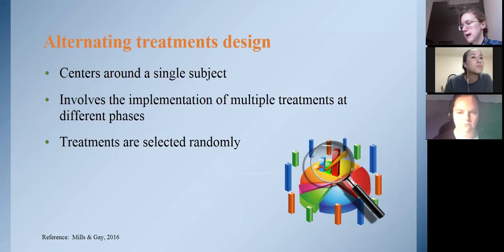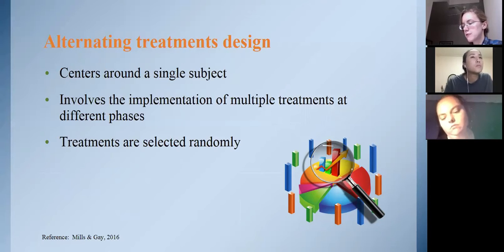Alternating treatments design. In the alternating treatments design, two treatments are used on the same subject, but not in the same session. In a similar fashion to tossing a coin and calling heads or tails, the treatment for each session is selected randomly. For example, treatment 1 may be used on days 1, 2, 4, 7, and 8, with treatment 2 on days 3, 5, 6, 9, and 10, depending on random selection.